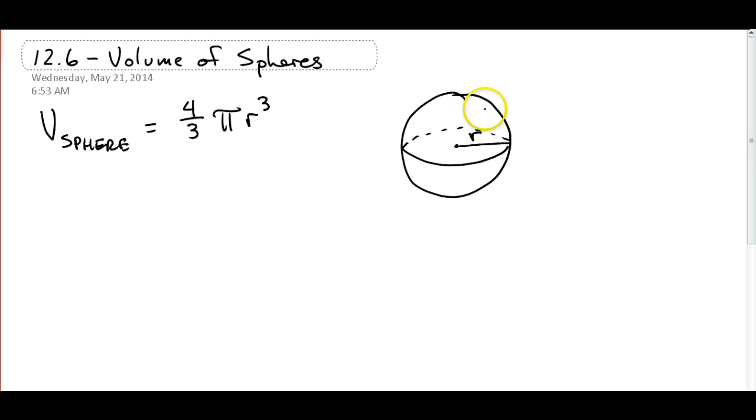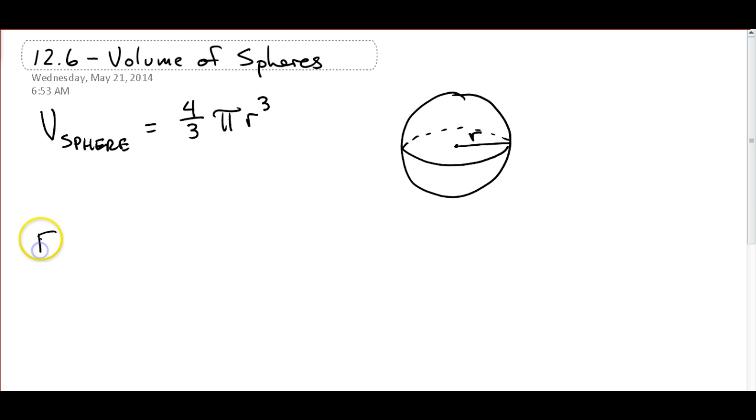The nice thing about the volume is when you cut it in half, you have half the volume, unlike when you are working with surface area. When you cut this in half, you don't have half the surface area because when you cut that, you create a new surface where you cut it. You end up with that circle where you've cut it.